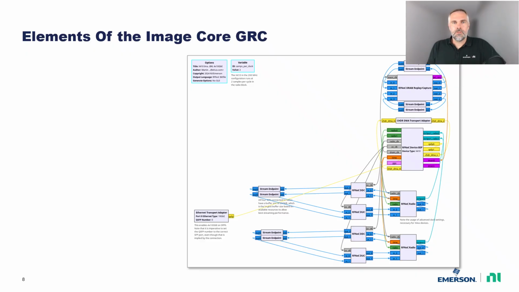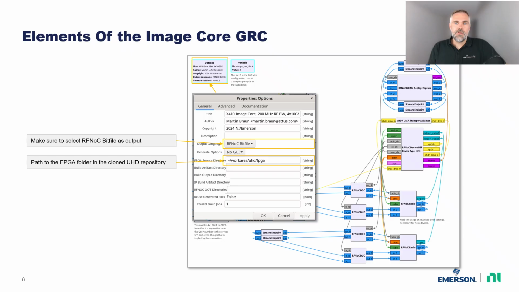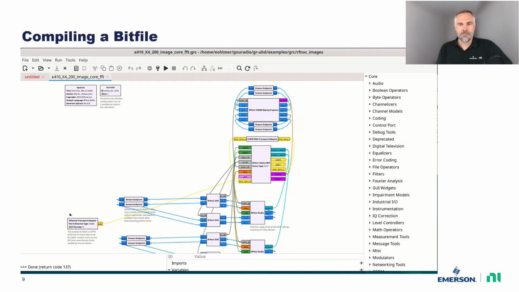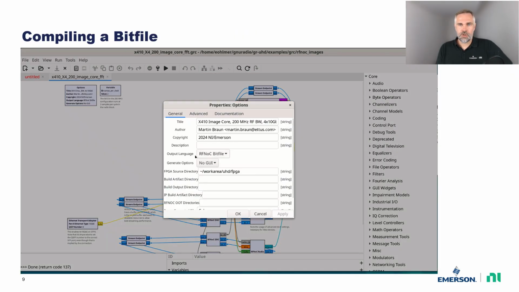I'd like to point out a few things that are slightly different compared to the text-based approach next. For instance, the options we would set for the RFNoC image builder tool on the command line can now be set in the options block. The minimum we need to define is the output, that it's an RFNoC bit file, and we need to point image builder to the FPGA directory in the cloned UHD repository. With these options set, we can already trigger a compile of the shipping image core GRC designs.